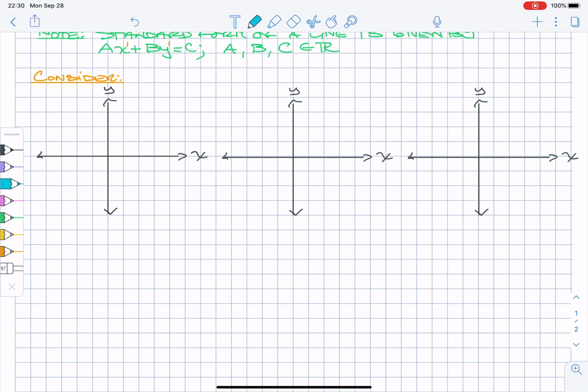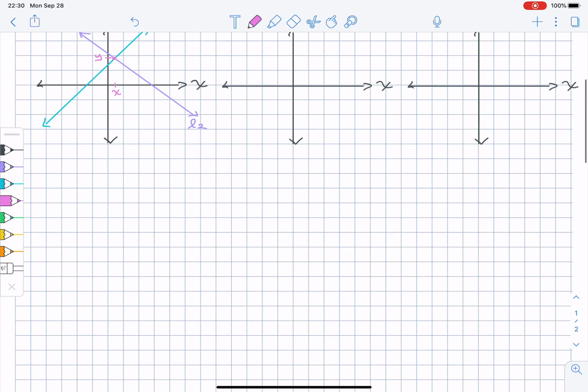Okay, so let's consider something like so. Let's say this is our first line. Let's call it line 1 or L sub 1. And maybe this is my second line. Let's call it line 2 or L sub 2. Okay, notice that these intersect in a single point. And I will call that point x comma y. So they share a single point. So 1 point in common.